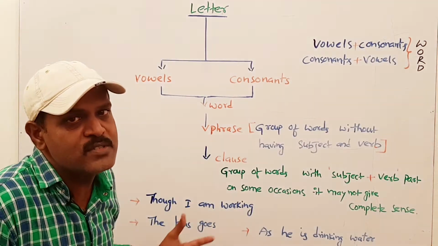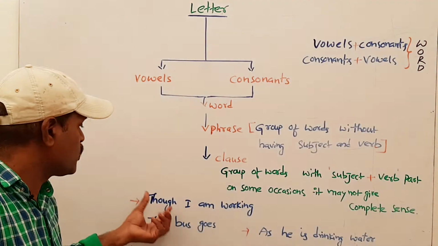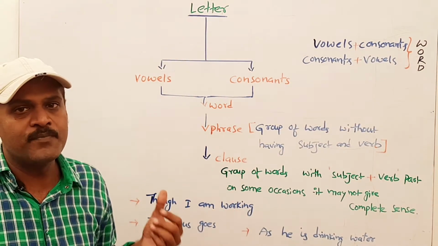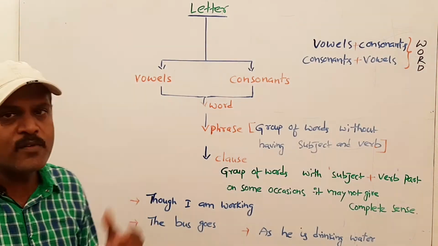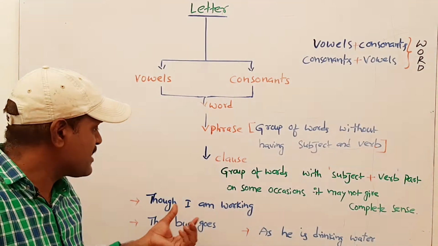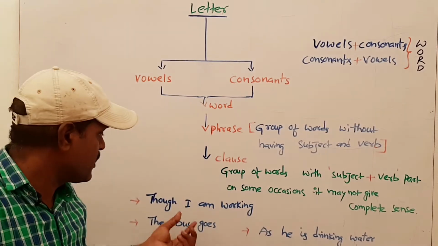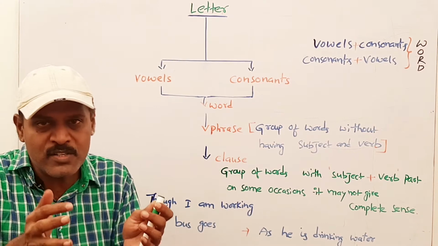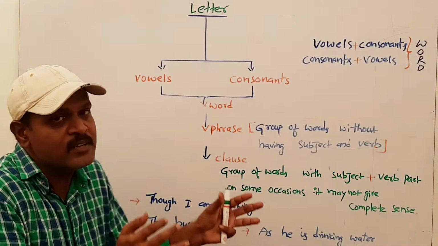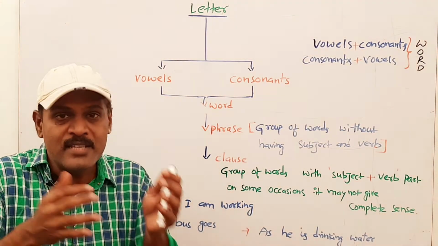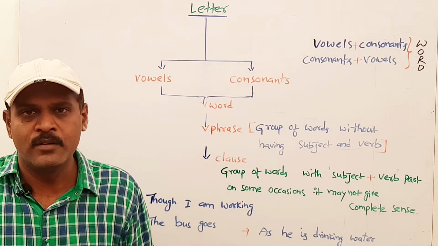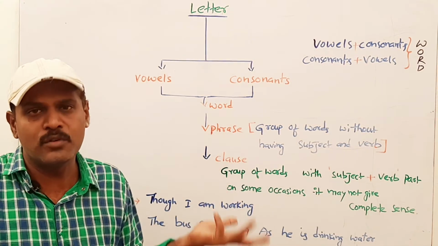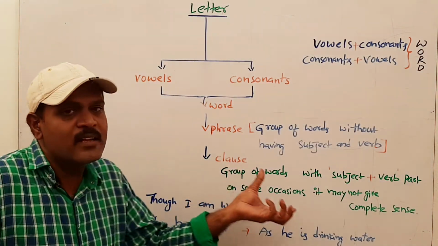Now I am going to tell you some examples of clauses. "Though I am working." It is a clause because it is a group of words and it has a subject plus verb unit. I is the subject, am working is the verb. But it doesn't give complete sense. It is incomplete. Though I am working, what happens next? We don't know. So it is a clause.